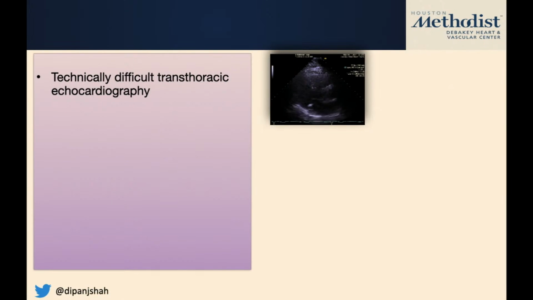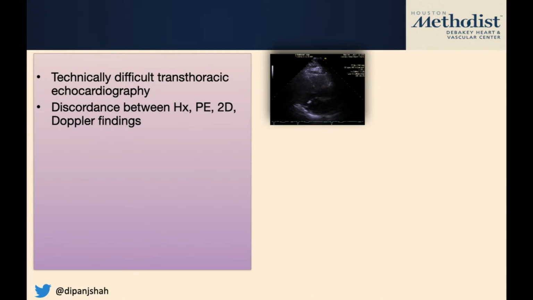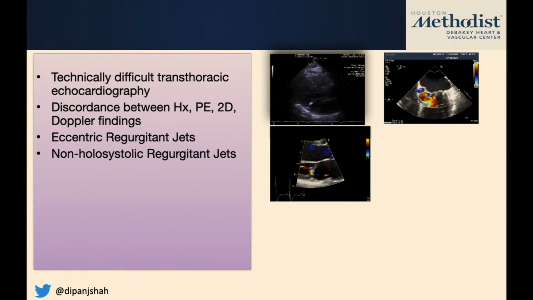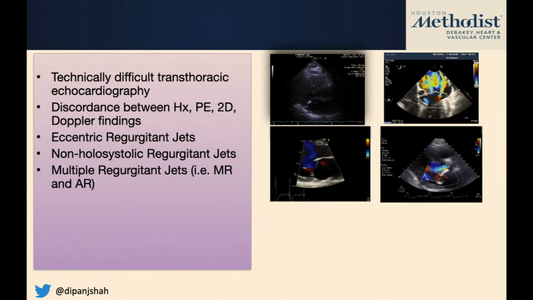So let me wrap up here, and then we have a couple of minutes for questions. When would you think about getting a CMR for valvular regurgitation? I think clearly when you have a technically limited echocardiographic image, when there's a discordance between the history, the physical, and the 2D Doppler findings, when there's an eccentric regurgitant jet, as we showed with our example patient today, when there's non-holosystolic mitral regurgitation, such as in Barlow's, when you have multiple jets, or when you have multiple regurgitant lesions, and we'll touch on this more in a subsequent lecture in a couple weeks.